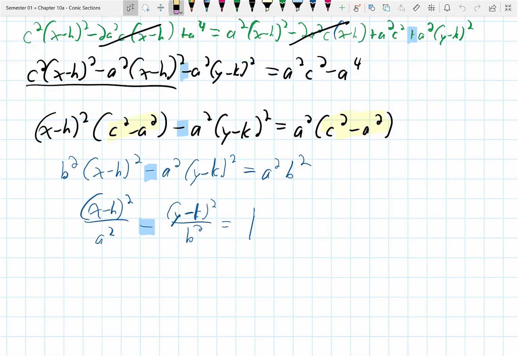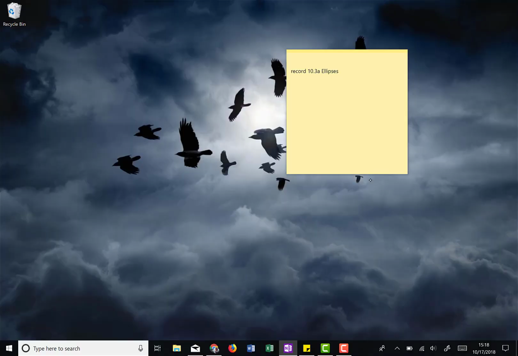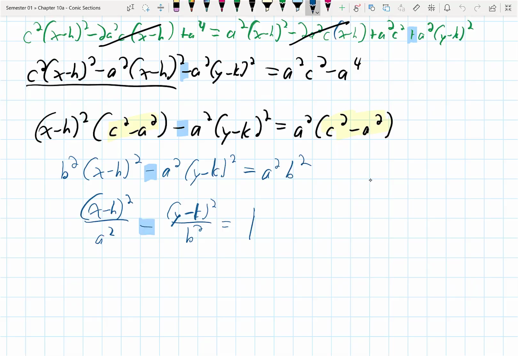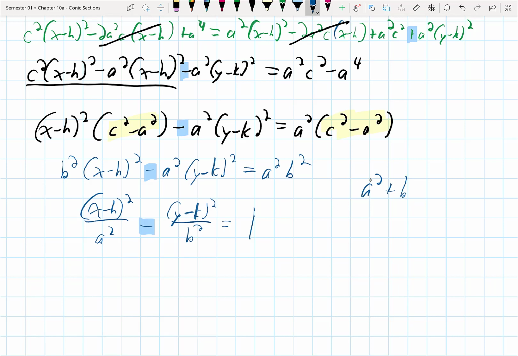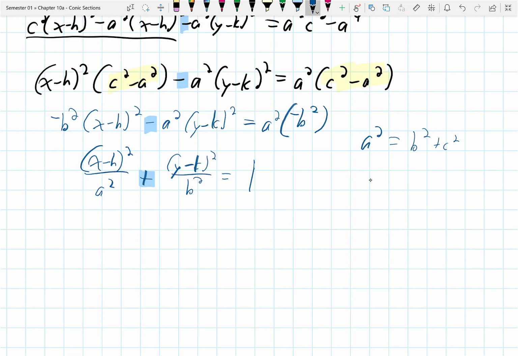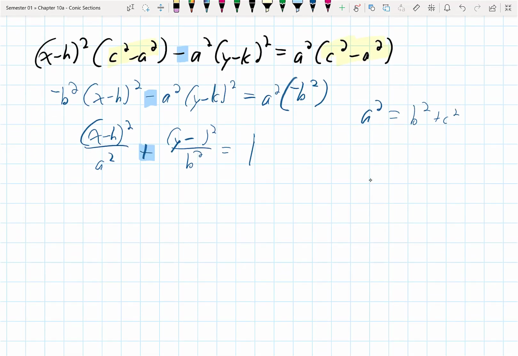Ha! I found it. C squared minus a squared. Well, if I know that a squared plus b squared is equal to b squared plus c squared in this problem, then c squared minus a squared should be negative b squared. Those were negative. So let me just do a quick fix here. Those were negative b squared. This is also negative b squared, which means that everything was positive, which means that this is positive. Whew. I had to teach a class in between, so I would have found that.